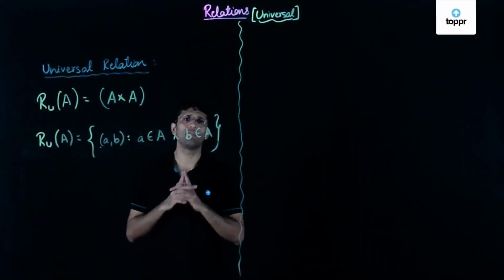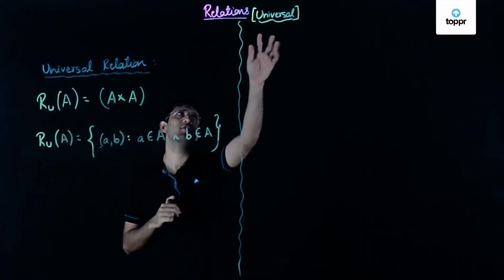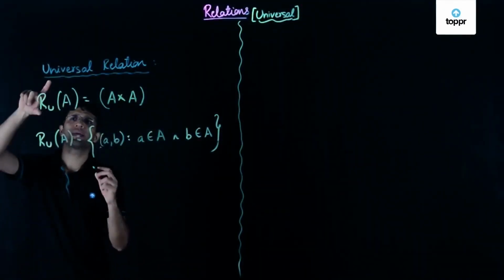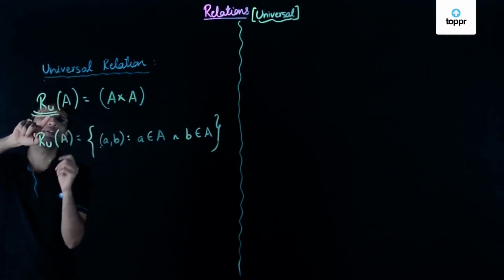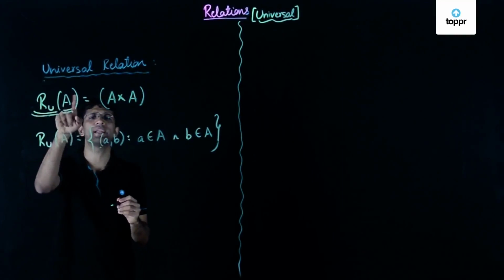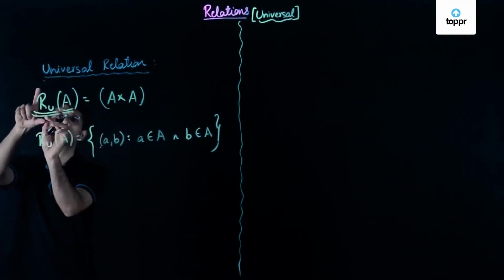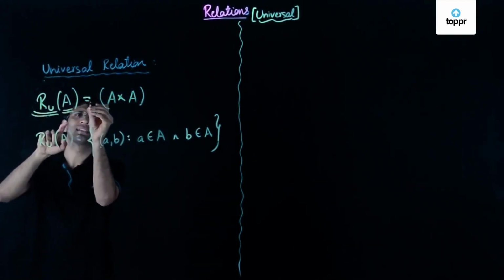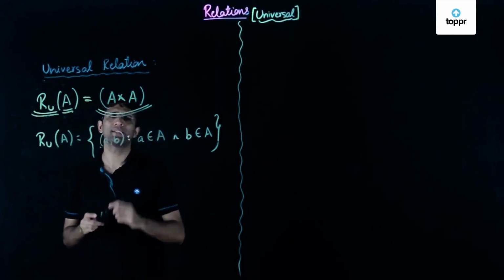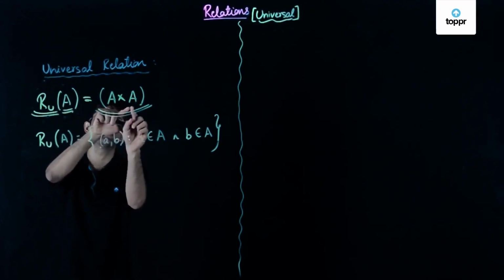Continuing our study of relations, let us look at what is a universal relation. A universal relation is denoted by capital RU, which stands for universal relation, and it is defined on a given set. Here the set we have taken is set A. We can now define universal relation on set A as the set containing all the ordered pairs that belong to the Cartesian product of A with itself.